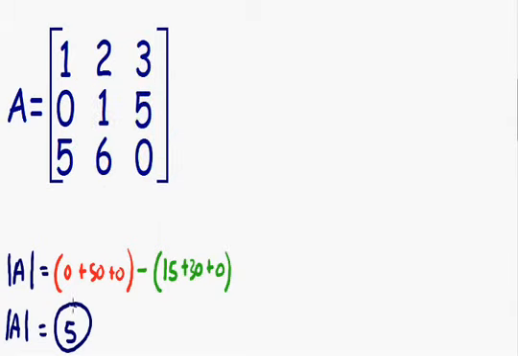So after we find our determinant, we have to find what I like to call a new matrix. So let's just call our new matrix N. So how do we know what goes inside of our new matrix N? So let's take a look at our original matrix A.